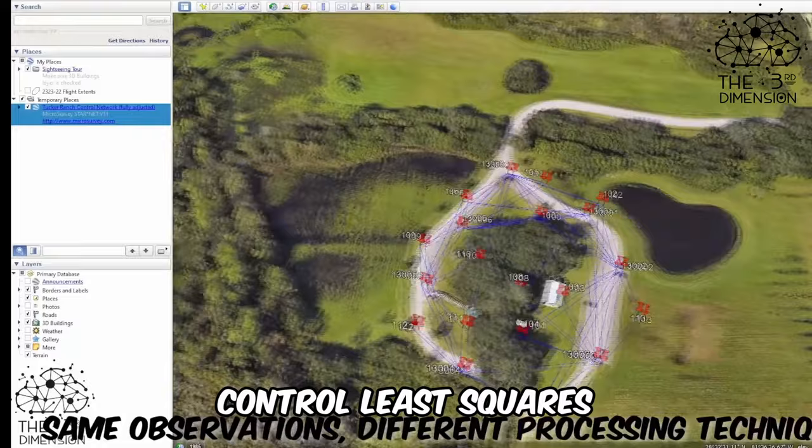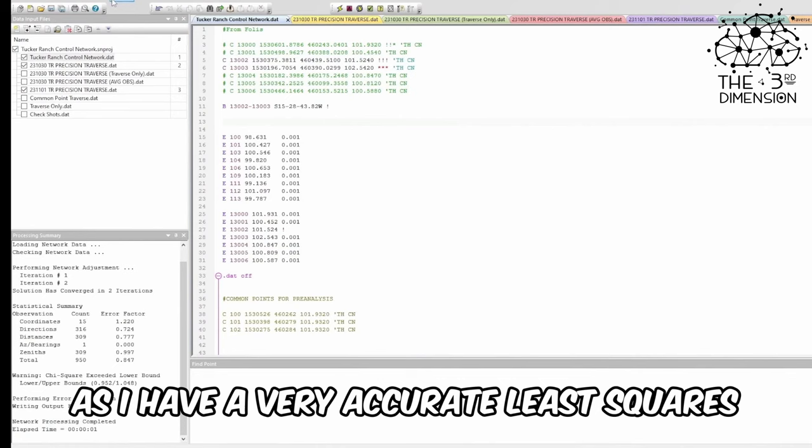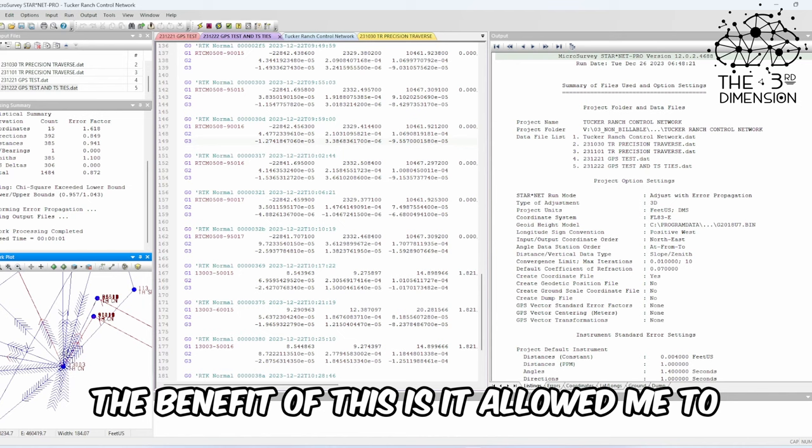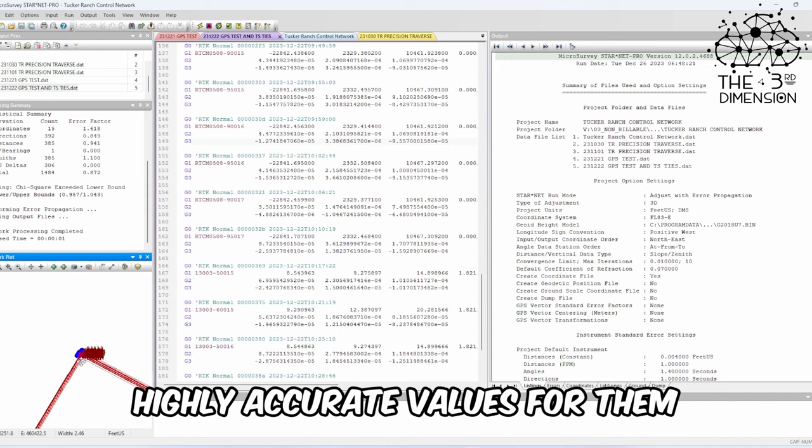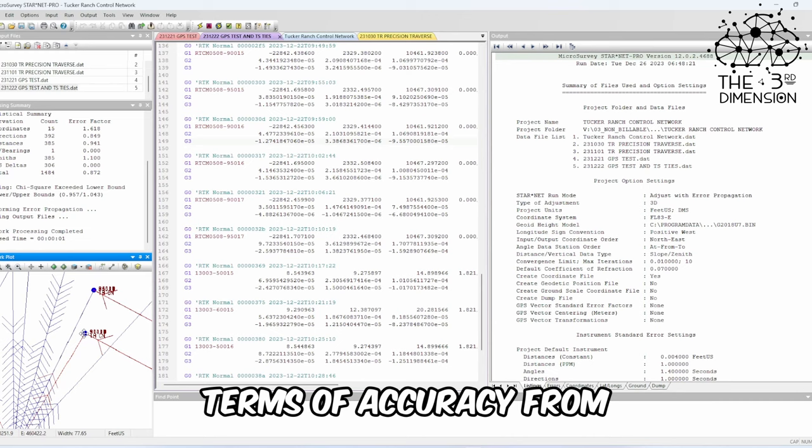I chose to run these tests on this site as I have a very accurate least squares adjusted control network set up here. The benefit of this is it allowed me to run rounds of observations to these new rover points and bring that data into my control network adjustment to determine highly accurate values for them to get an idea of what I could expect in terms of accuracy from these RTK observations.